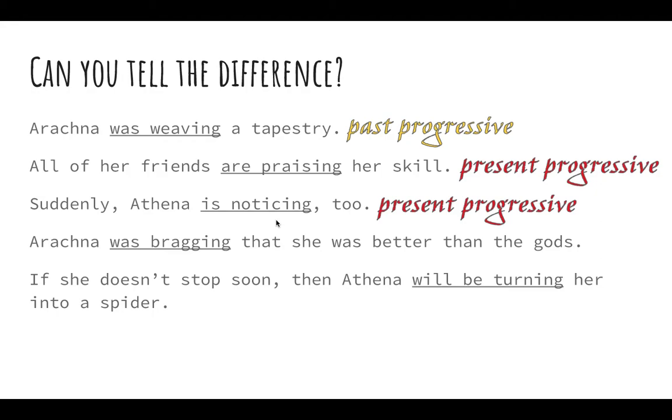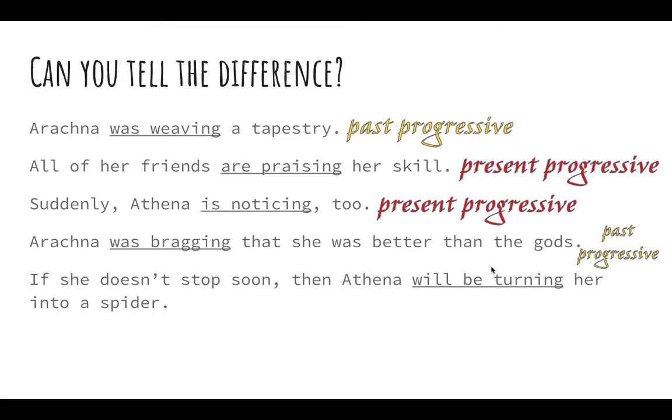Arachna was bragging that she was better than the gods. Uh-oh, well that can't be good. But our verb tense is good because we have was and bragging. Was is past tense, bragging is progressive, so that's past progressive. Last but not least, if she doesn't stop soon, then Athena will be turning her into a spider. Poor Arachna. That's probably how we get arachnophobia.